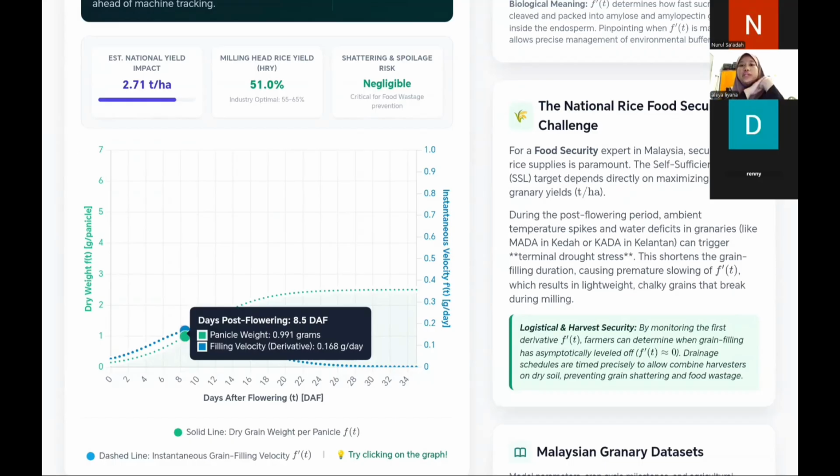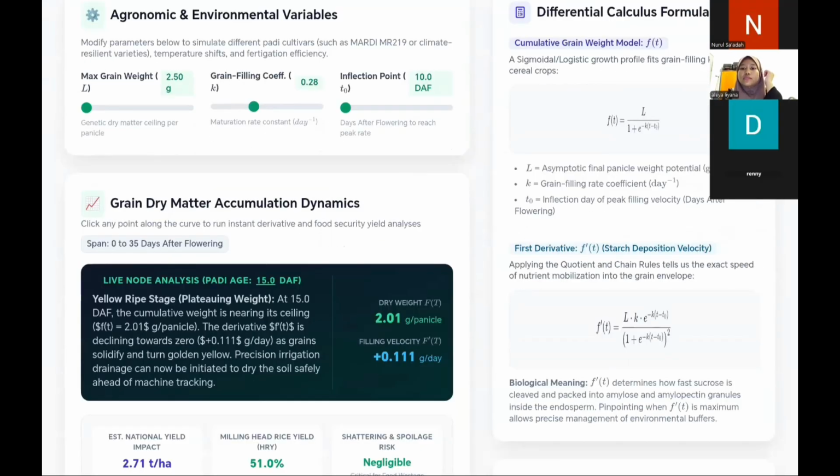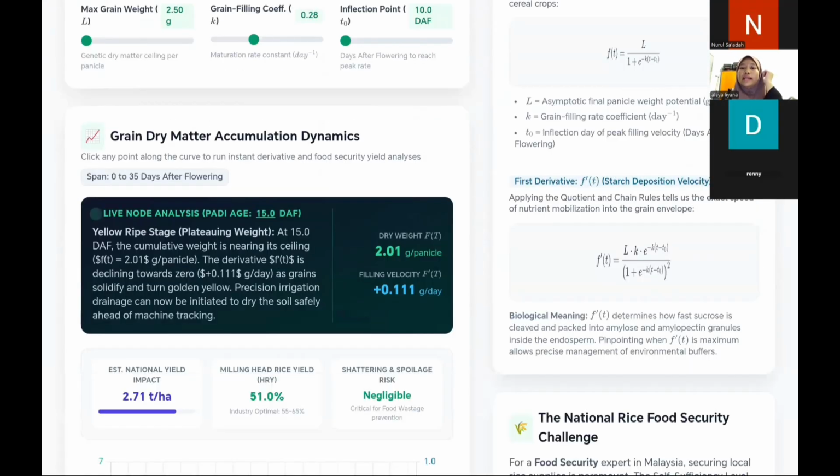However, cumulative weight doesn't tell a farmer the current speed of growth. For that, we take the first derivative here. Applying the exponential and chain rules tells us the exact speed of nutrient mobilization into the grain envelope.